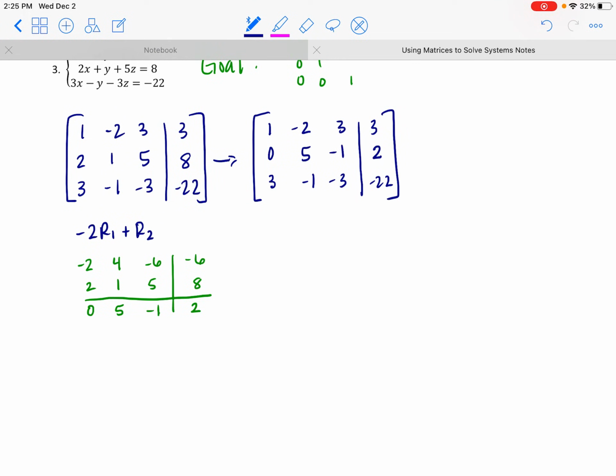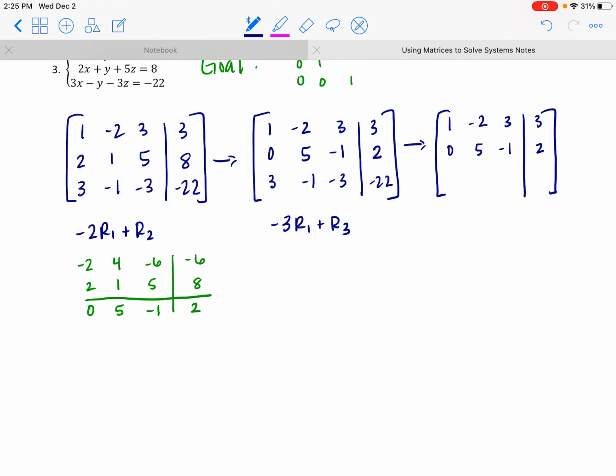Okay? So the next is the 0, where the 3 is at, right here. So right here, I need to get a 0. And I'm going to do the same thing I did to get my last 0. I'm going to use a multiple of row 1. So I'm going to this time multiply -3 times row 1 and add it to row 3. So this doesn't change row 1: 1, -2, 3. It doesn't change row 2: 0, 5, -1, and 2.